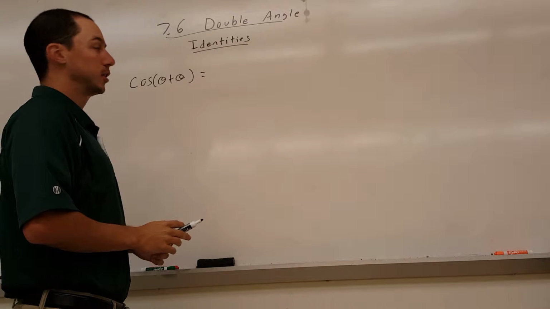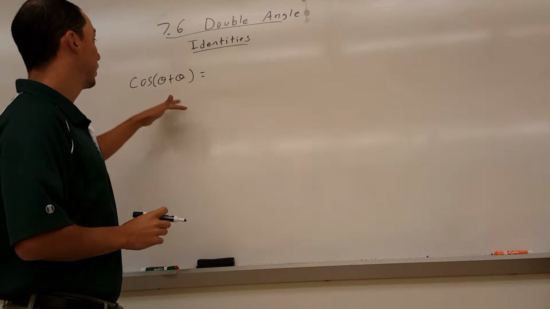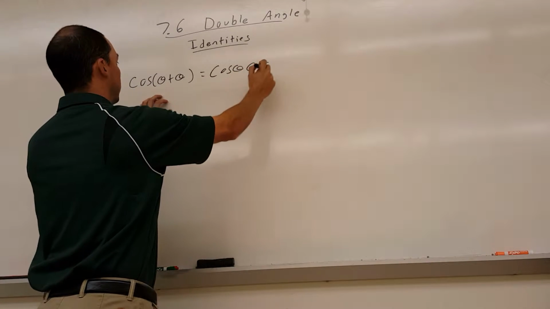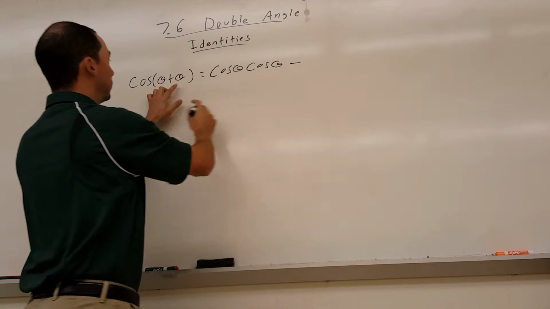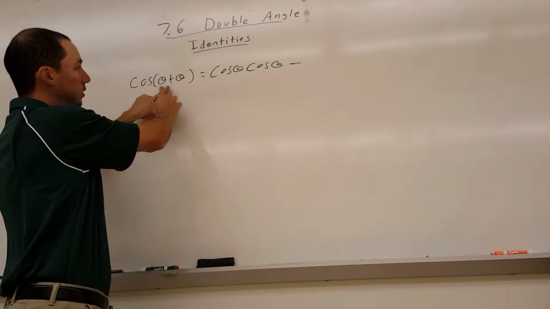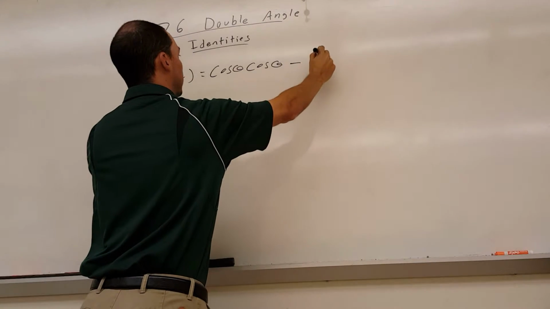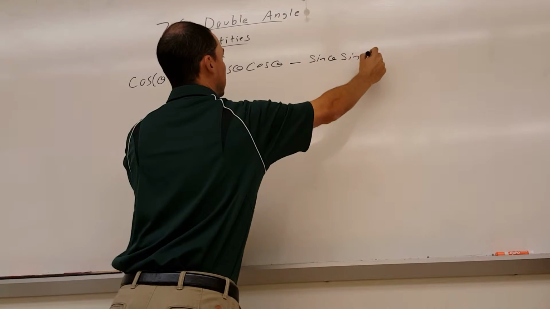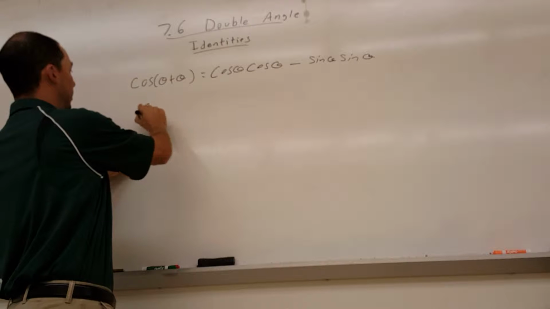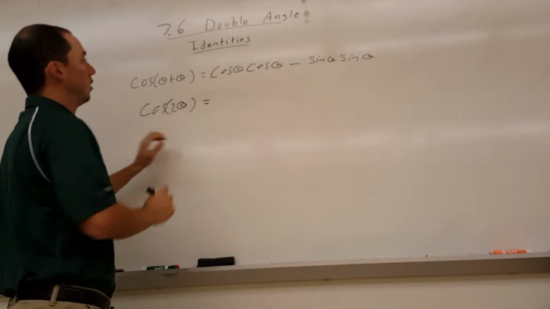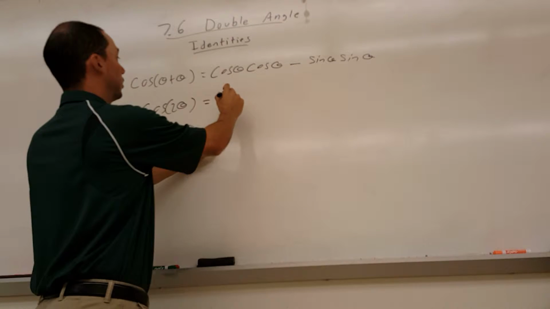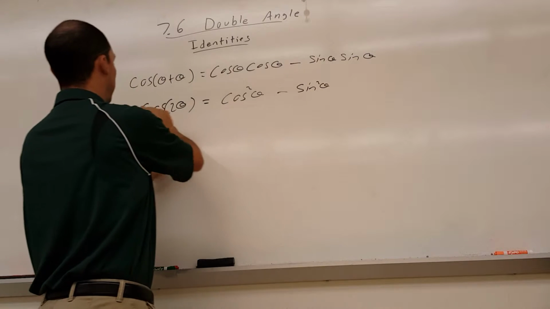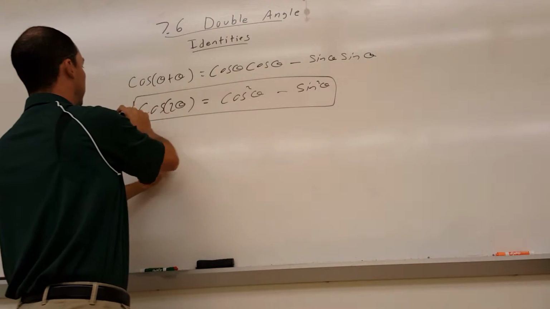Sticking with that same theme here, let's come up with a double angle identity for cosine. So the cosine of theta plus theta gives me cosine theta times cosine of theta minus, cosine is a little weird, so plus, that's minus sine of theta times sine of theta. Cosine of theta plus theta is cosine of 2 theta. Cosine theta times cosine theta is cosine squared theta minus sine squared theta. So that's a double angle identity for cosine.